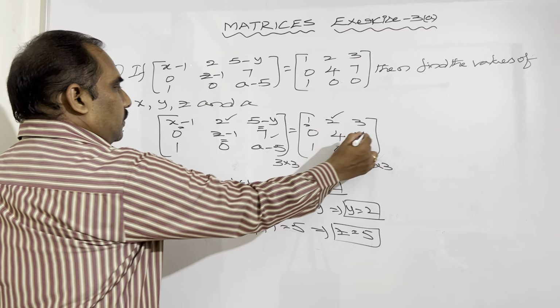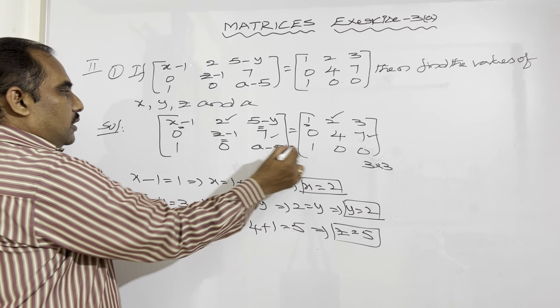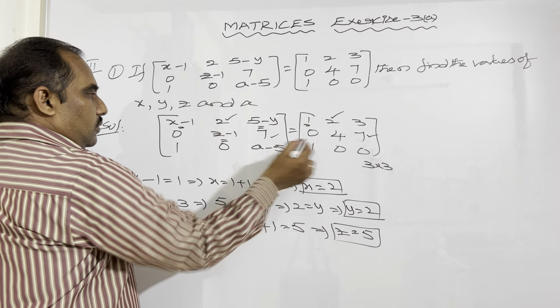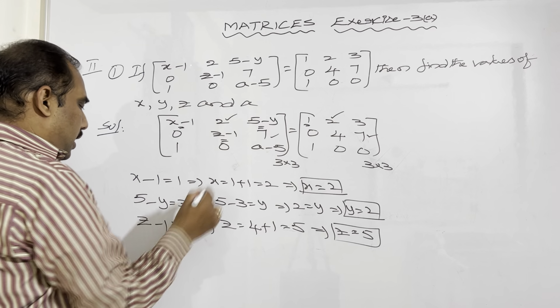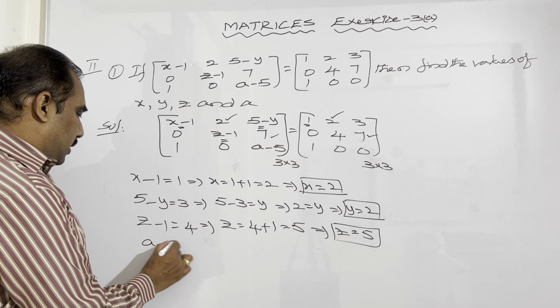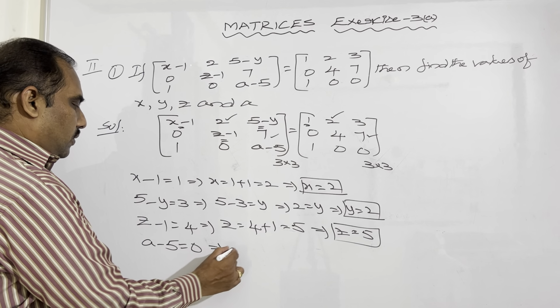And 7 is equal to 7. Here 1 is equal to 1, 0 is equal to 0, corresponding elements. And here the corresponding element is a minus 5, which is equal to 0.